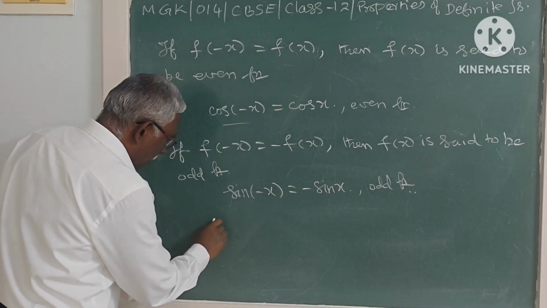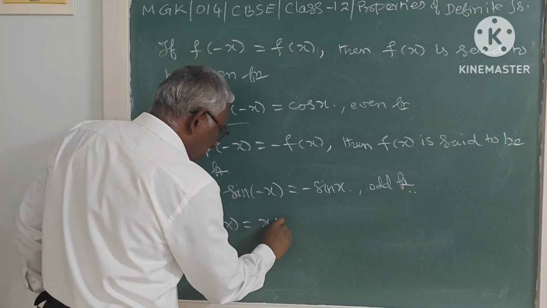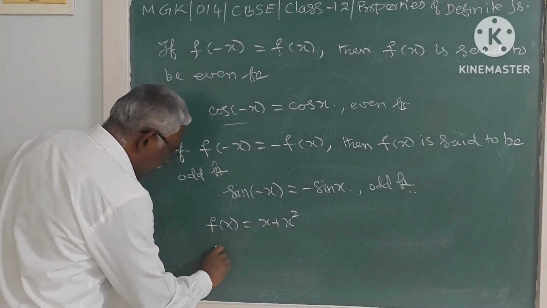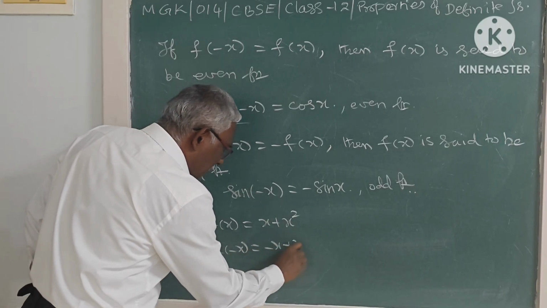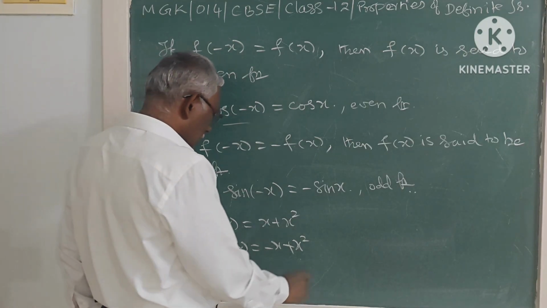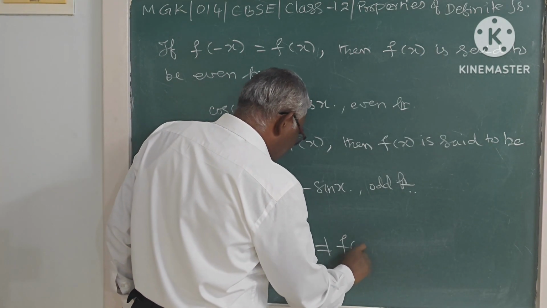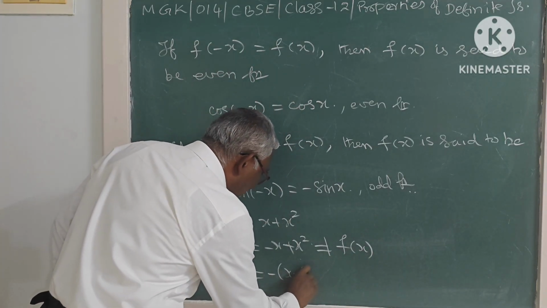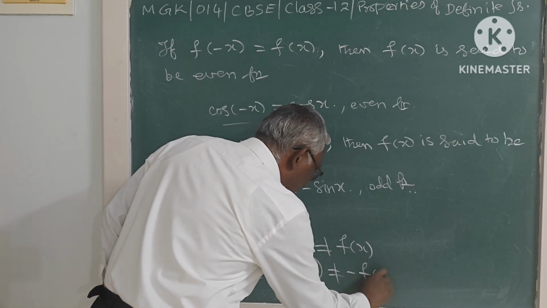Take, for example, f of x is x minus x plus x square. What is f of minus x? Minus x plus x square. Then this is not equal to f of x. If we take minus outside, x minus x square, this is not equal to minus f of x.